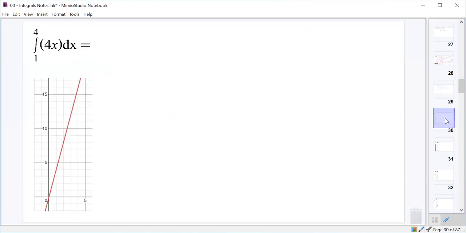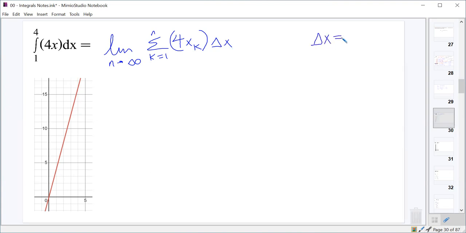So let's do it with another one. Here we've got an integral from 1 to 4 of 4x dx. So I'm going to start by writing it out as a limit as n approaches infinity of a sum from k equals 1 to n of f of x sub k times delta x. And again, as I said last time, we know what delta x is, right? Delta x is just b minus a over n. So in this case, 4 minus 1 over n, or 3 over n.